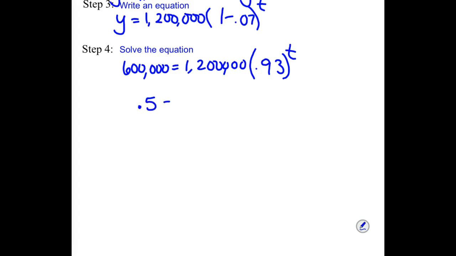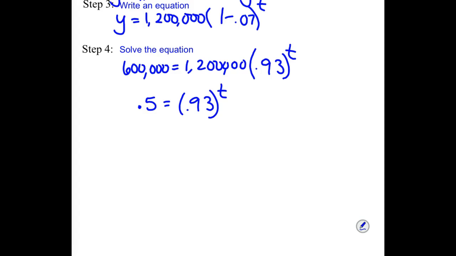So, did it even matter how many trees I had to start with? No. This equation is going to work and tell me how long it will take, regardless of how many I start with, if I'm taking out 7% of them every year. Does that make sense?